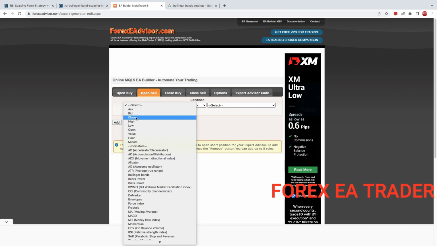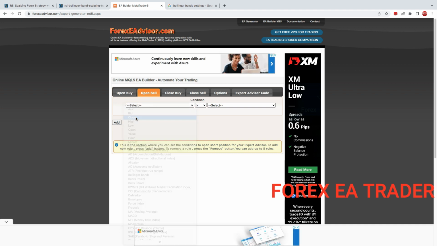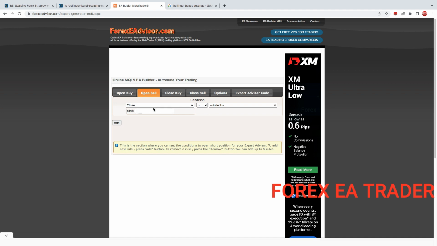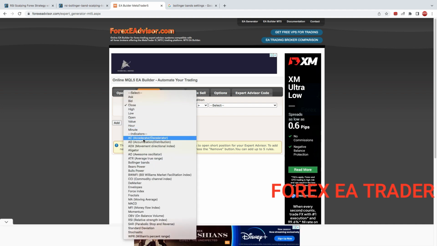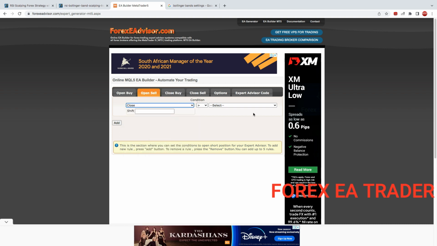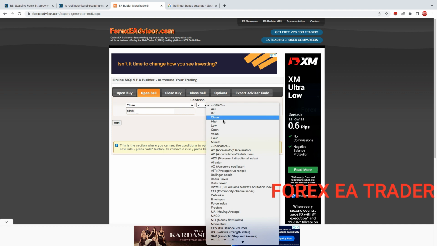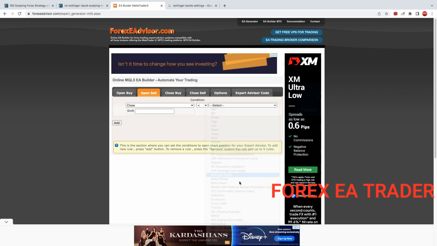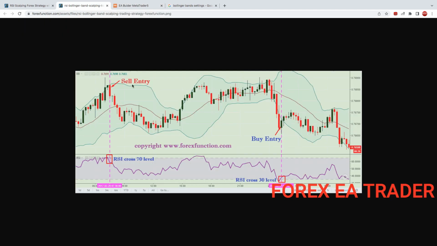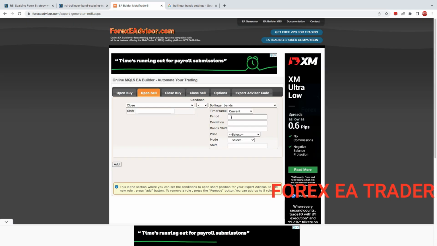Again, I'm using the close of the candle. Use all the values, try whatever works for you. I'm using the close of the candle. It needs to be below the Bollinger Bands, that top line. This is what we are programming now. And it needs to be below, current period.